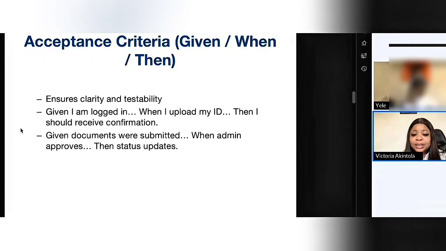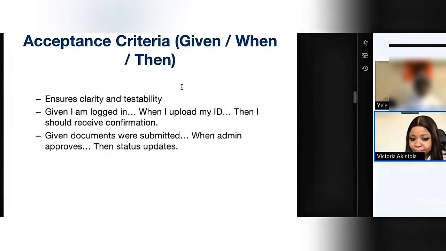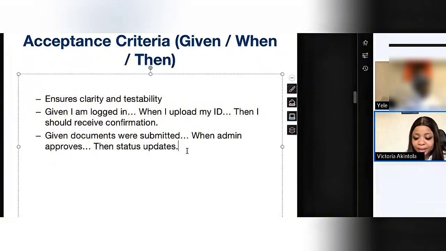Now look at acceptance criteria. We use something called given, when, and then. In writing your user stories, there will always be something called given, when, and then.